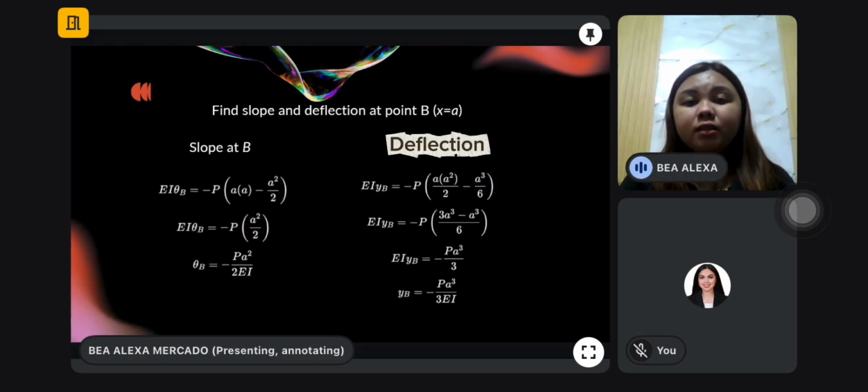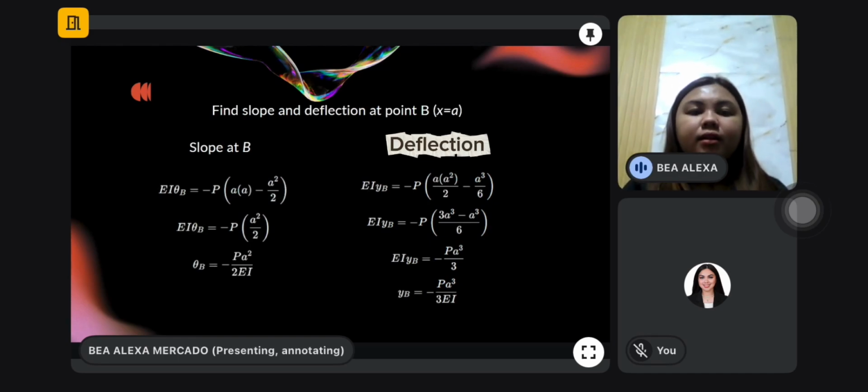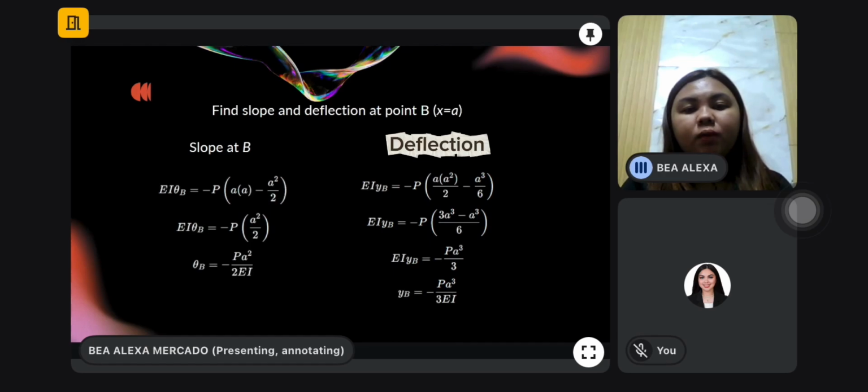Find slope and deflection at point B, x equals a. The slope at B: EI theta B equals negative P times the quantity a times a minus a squared over 2. So EI theta B equals negative P times a squared over 2, and theta B equals negative P a squared over 2EI.